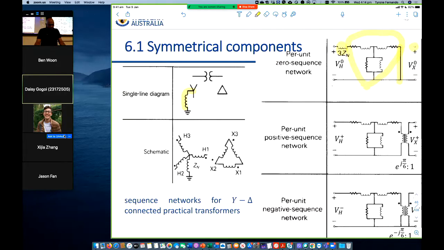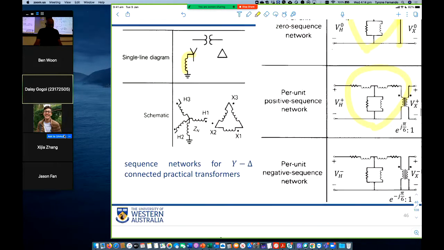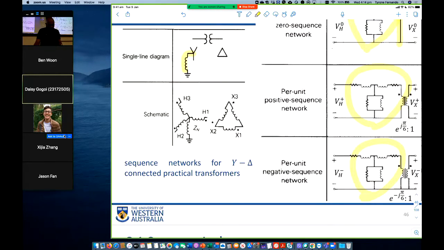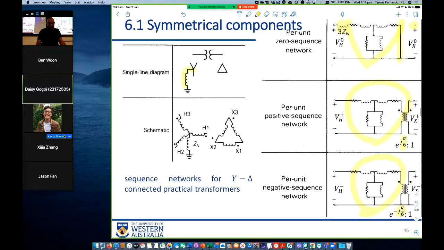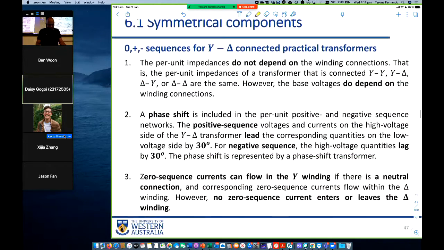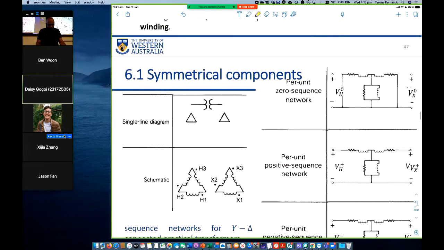So the positive sequence, well, that's the transformer equivalent circuit. Negative sequence, the same, transformer equivalent circuit. Because you're going from Y to delta, there is a phase shift because line-to-neutral voltages and line-to-line voltages are out by 30 degrees. So here is the 30-degree shift. That's due to the Y to delta transformation.